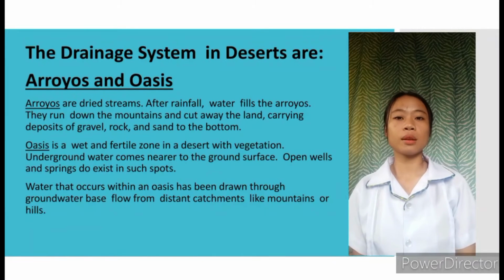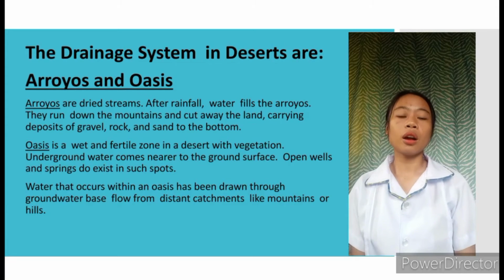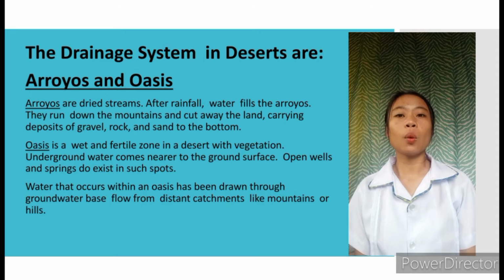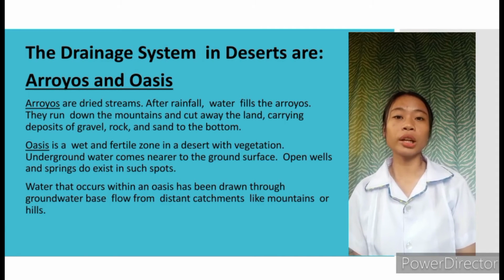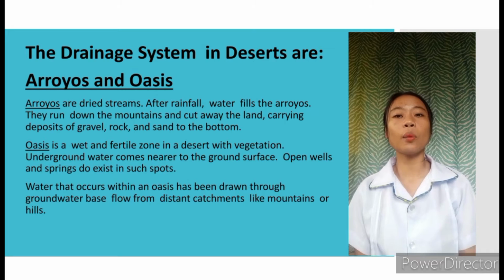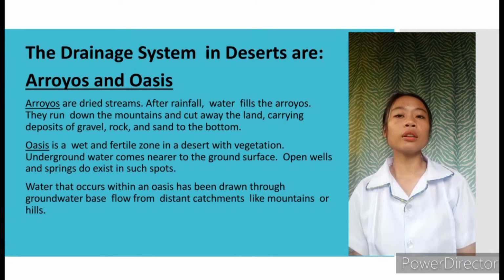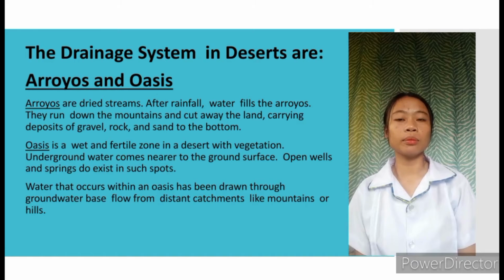The drainage systems in desert are arroyos and oases. Arroyos are dry streams. After rainfall, water fills the arroyos. They run down the mountains and cut away the land, carrying deposits of gravel, rocks, and sand to the bottom.